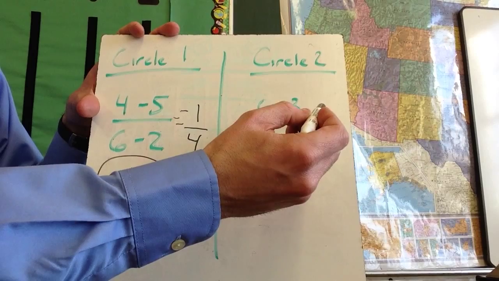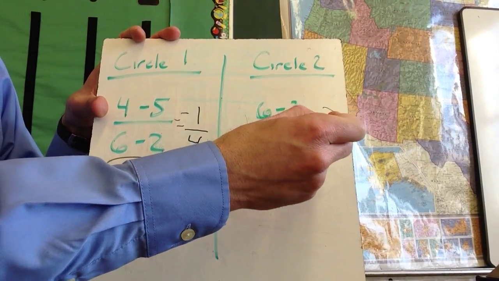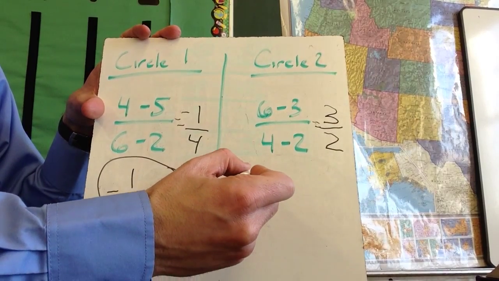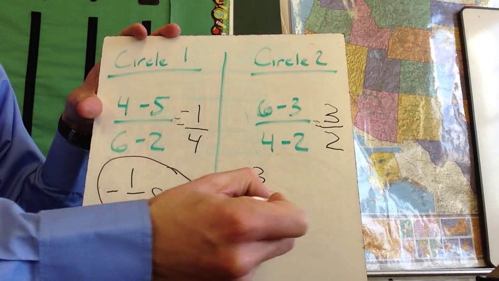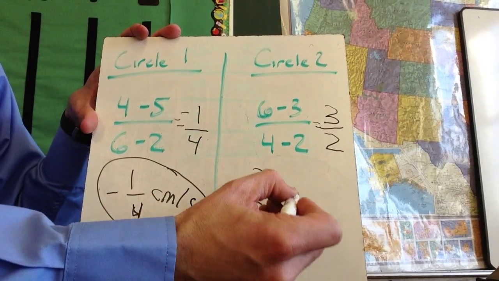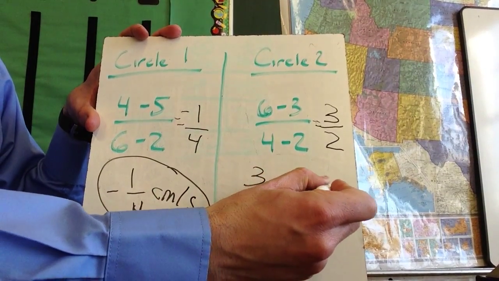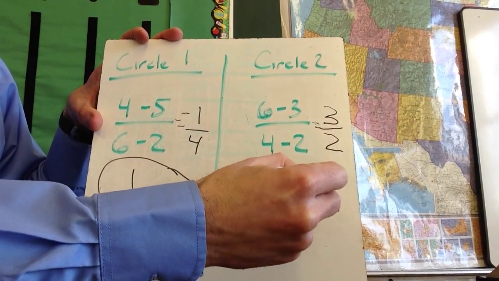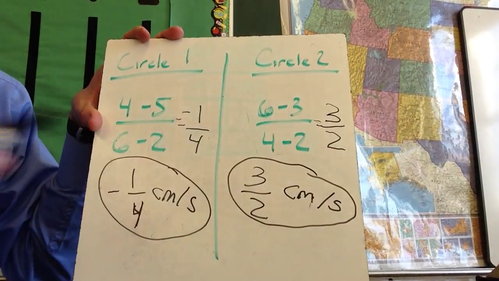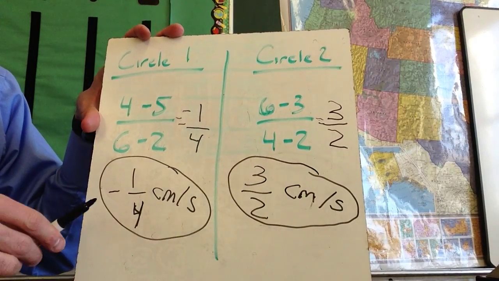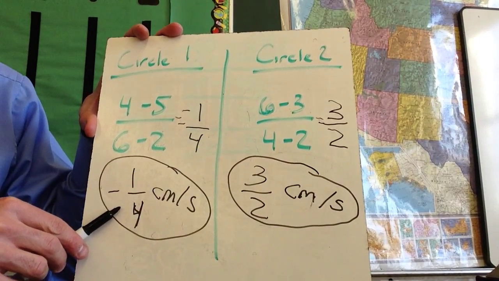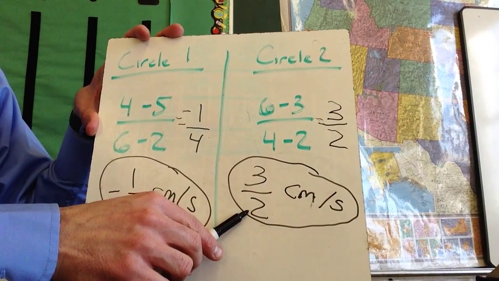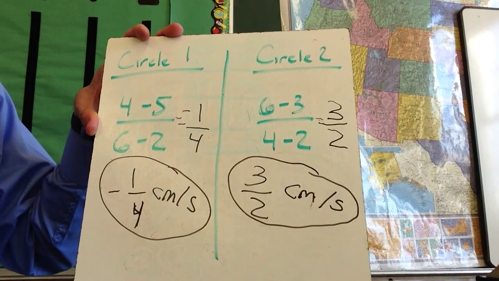6 minus 3 is 3. 4 minus 2 is 2. So this is positive. You could write it as 1.5, but I'm going to write it as 3/2 centimeters per second. Okay, so circle 1 is shrinking at a rate of -1/4 centimeters per second. Circle 2 is increasing at a rate of 3/2 centimeters per second, or 1.5 centimeters per second.